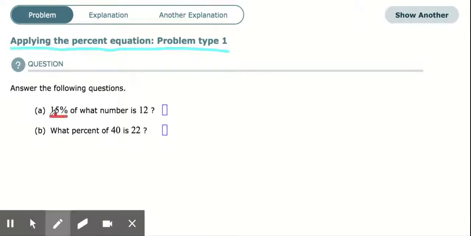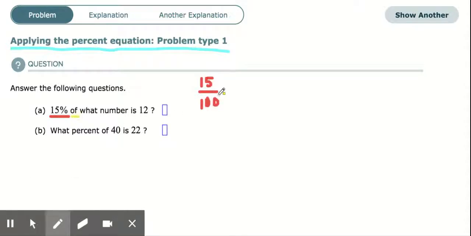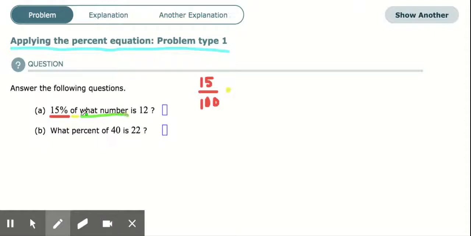So the first part is 15%. Percent really means two things: per, divided by, and cent, 100. So 15%, I like to think of it as 15 divided by 100. Now, whenever you have the word "of," that means we're multiplying. So "of" is like a portion. We multiply in order to find that. What number, that's our variable.